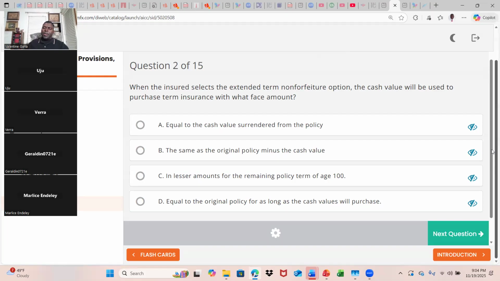The same as the original policy minus the cash value. Close, but read the other answers carefully. Anybody spotted another answer?